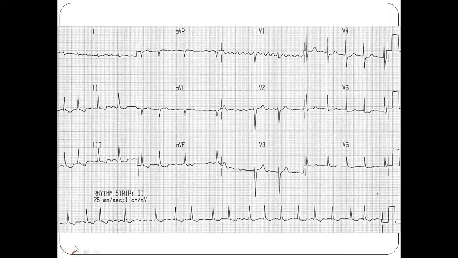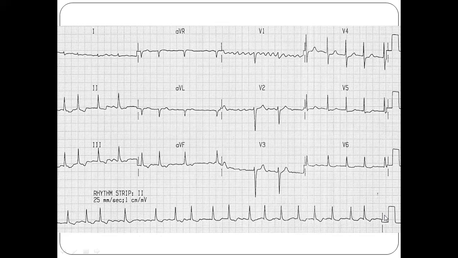So you can see here, this is a rhythm strip. After taking out all the limb leads and the chest leads, we have a baseline rhythm strip. And normal ECG is taken for how many seconds? It is taken for 10 seconds. So normal ECG is for 10 seconds. So you count the number of R waves in these 10 seconds. Each R wave means one heartbeat. So each heartbeat will have one R wave. So the number of R waves in 10 seconds will give you the number of heartbeats in 10 seconds.